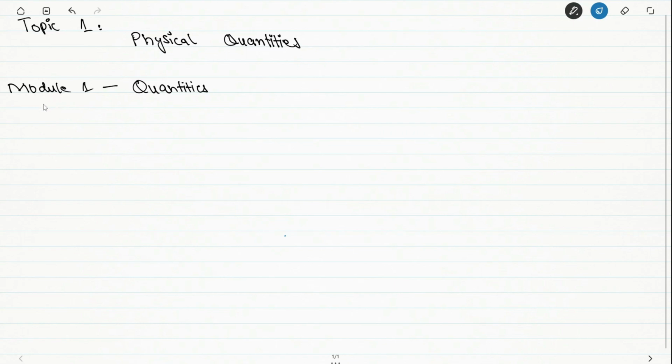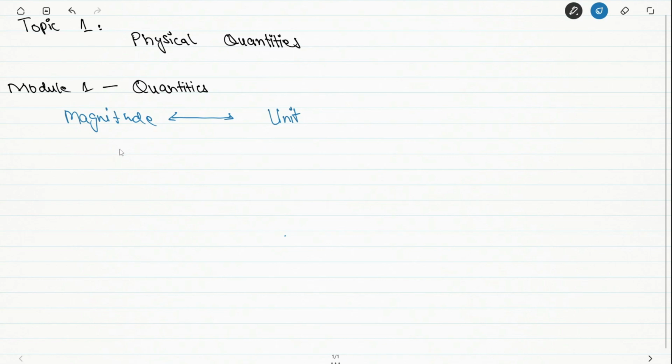So the first thing you need to know about quantities is that they consist of two parts, right? There's a magnitude and there's a unit for every quantity, right? Any quantity you're going to be writing will have both of these things, right? So let's take an example. An example would be the speed of a car, for example.